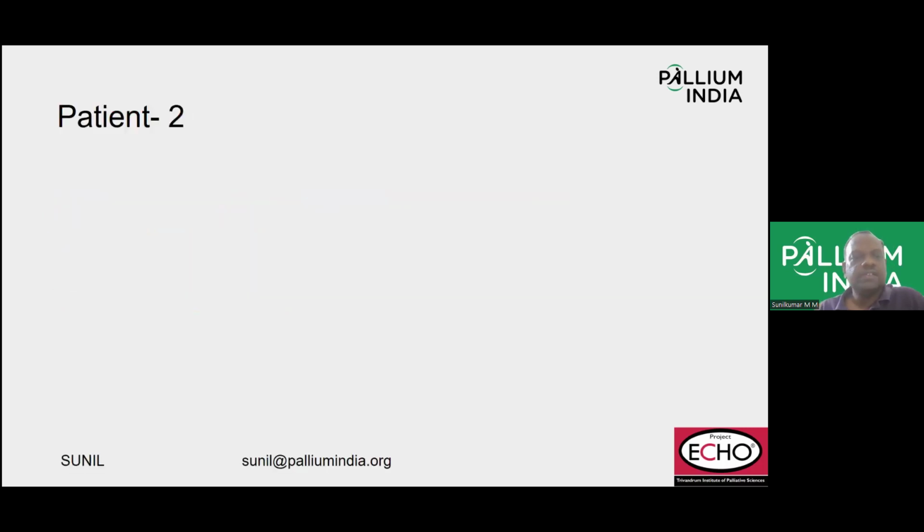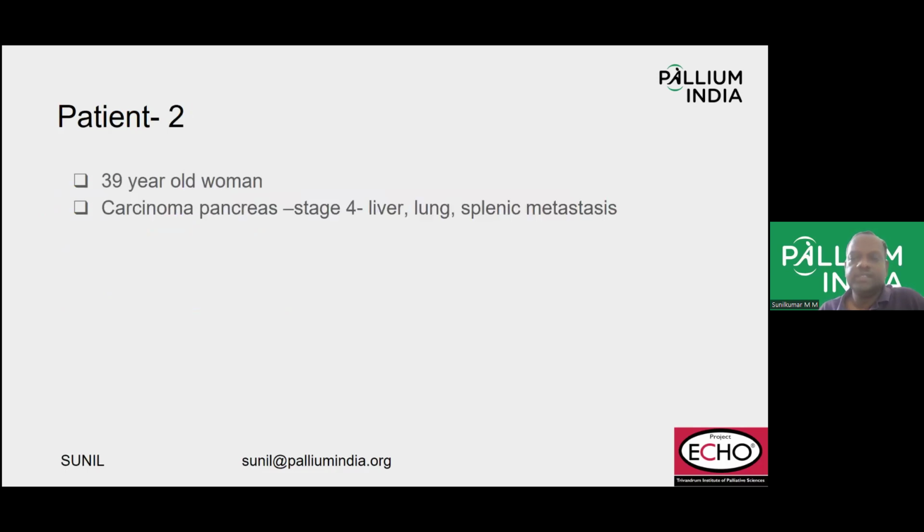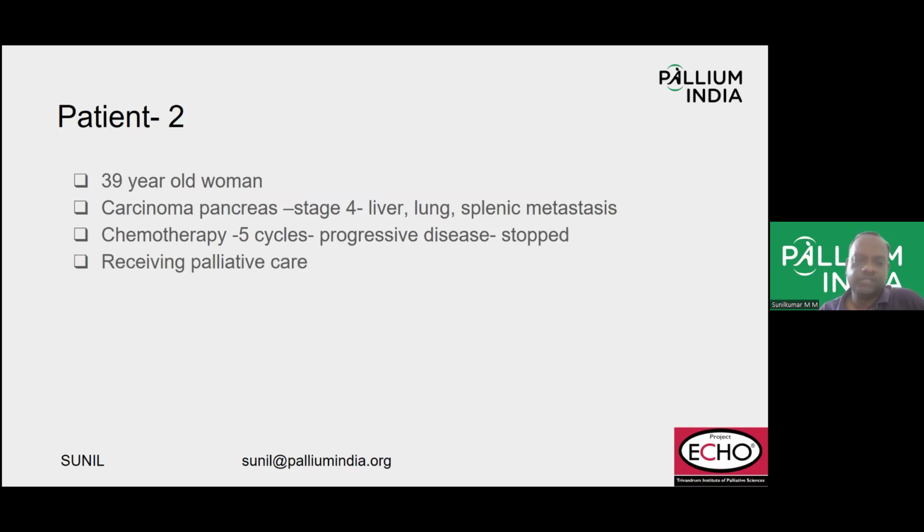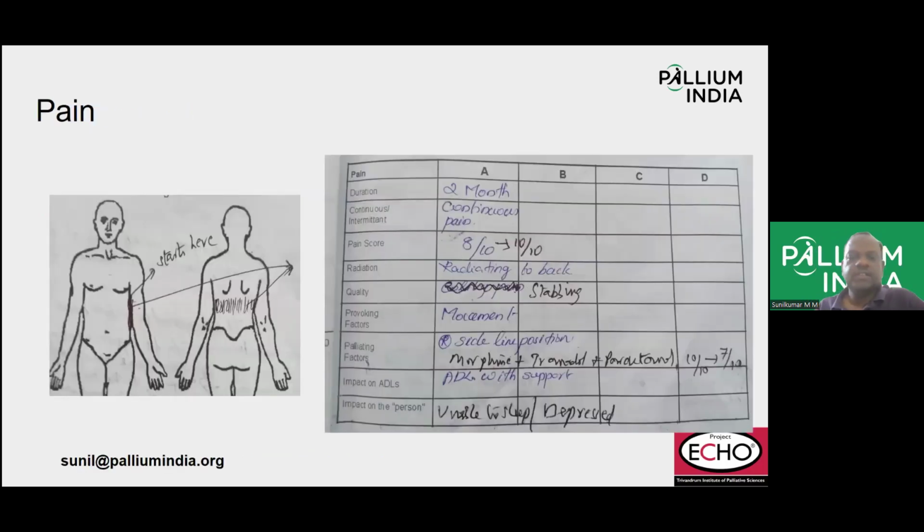Okay. So now I am moving on to another patient, a 39-year-old woman with CA pancreas who has stage 4 disease with liver, lung, and splenic metastasis. She underwent chemotherapy, but because of the progressive disease, the oncologist stopped it, and she was receiving palliative care from the oncologist. Her main problem was severe pain, and you can see the pain pattern, which starts on the left lateral chest and goes to the right lateral chest through the back.